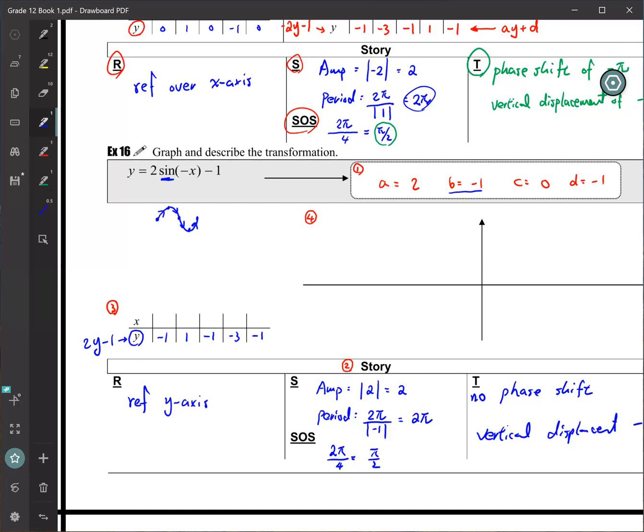Now for the x. How do we get the x values now? Ray, what's your x value? 0, pi over 2, pi, 3 pi over 2, and 2 pi. So there's no change of size of space, right? So it looks just the same. Anyone got something different? Can you raise your hand if you have something different?